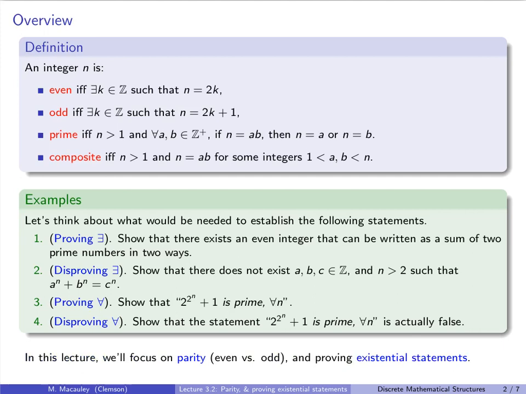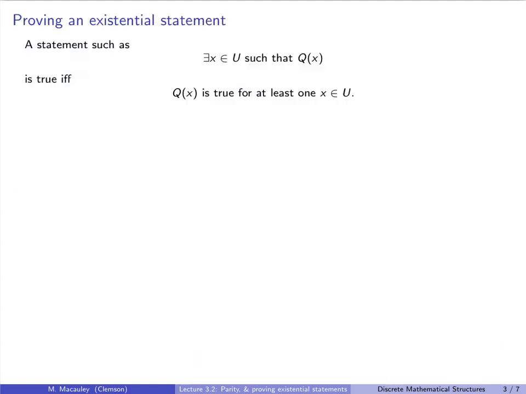In this lecture, we'll focus mostly on parity, that is, even and odd integers, and our proofs will mostly be on existential statements. Though, as I said, disproving an existential statement can be recast as proving a universal statement. An existential statement is often of the form: there exists some x in U such that the conclusion Q of x is true. This holds if Q of x is true for at least one element in the universe.